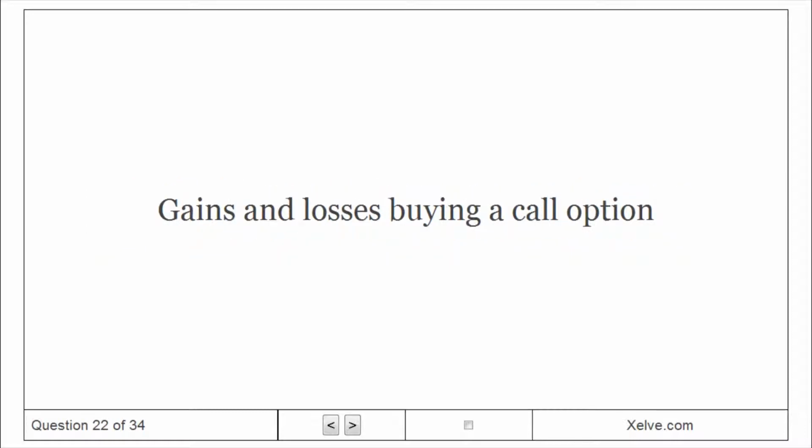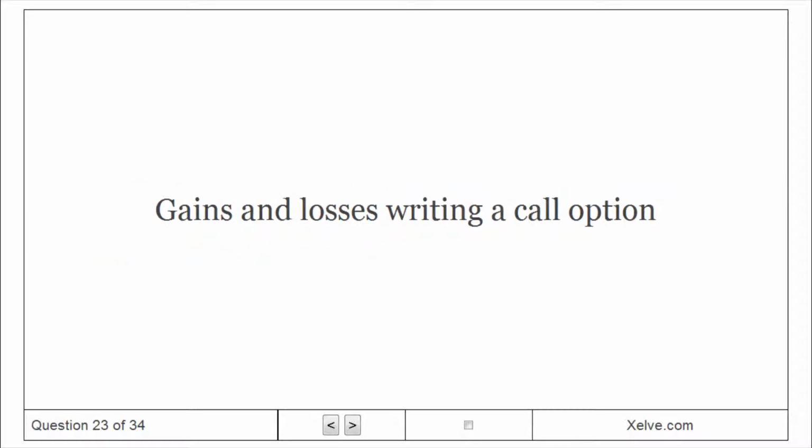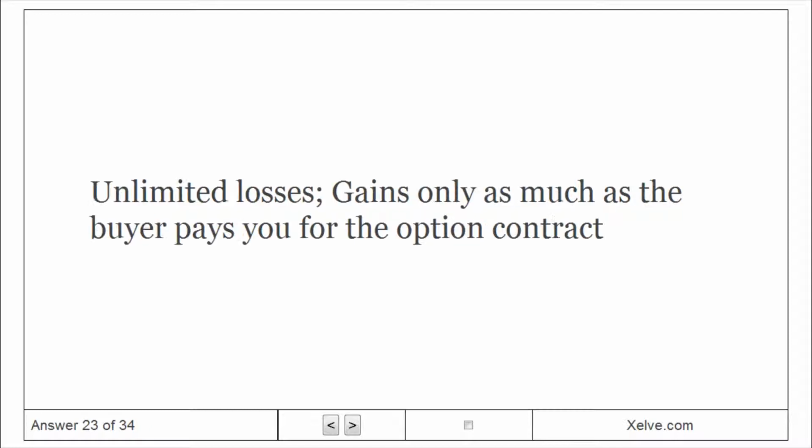Gains and losses buying a call option. Unlimited gains, losses only as much as you're paid for the option contract. Gains and losses writing a call option. Unlimited losses, gains only as much as the buyer pays you for the option contract.